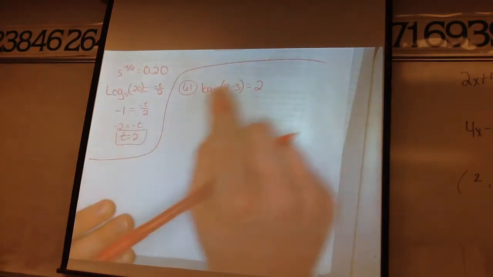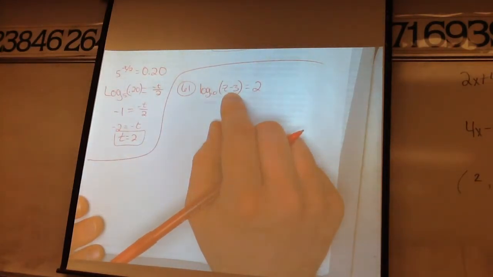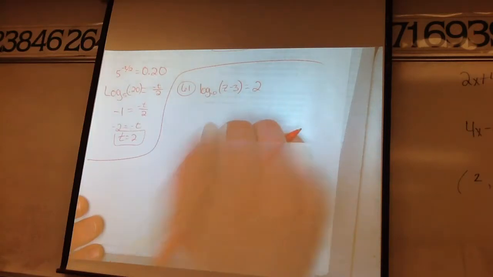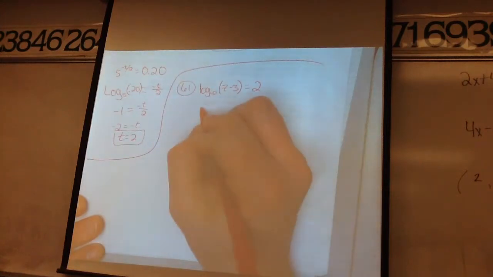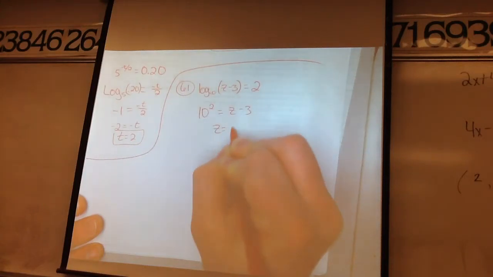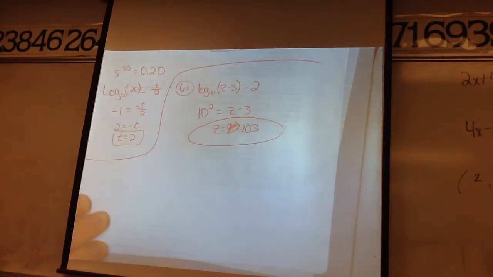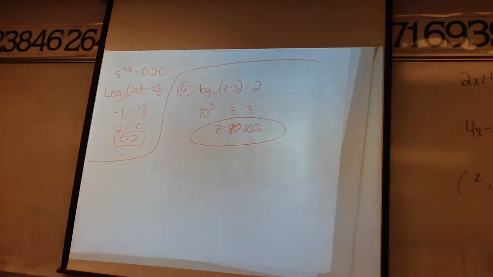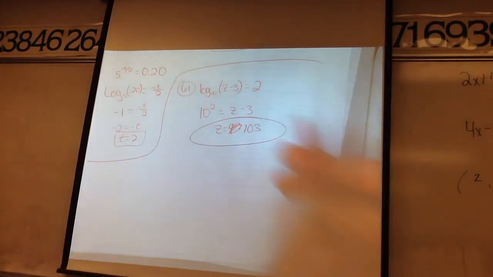And you might be like, but I can't type in z minus 3. You can, but it doesn't know what you mean. So how would you solve for z here? Change it to exponential form. So 10 squared equals z minus 3. So z equals 103. Add 3 to both sides: 100 plus 3. If I plug it back in, 103 minus 3 is 100, 10 squared is 100. It works.